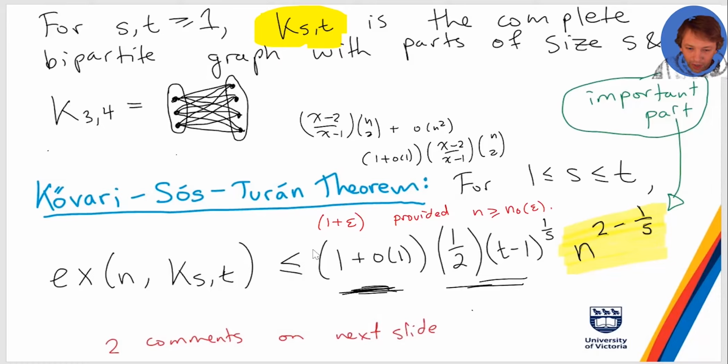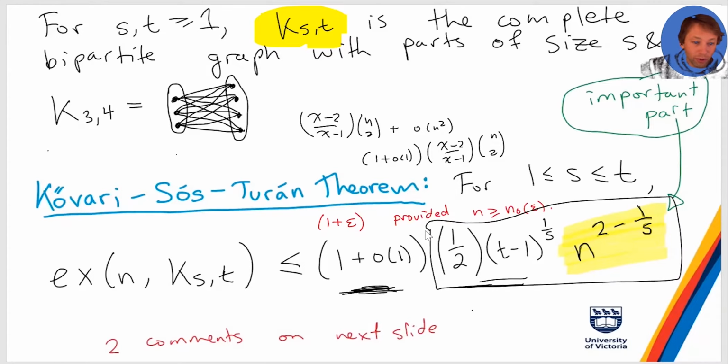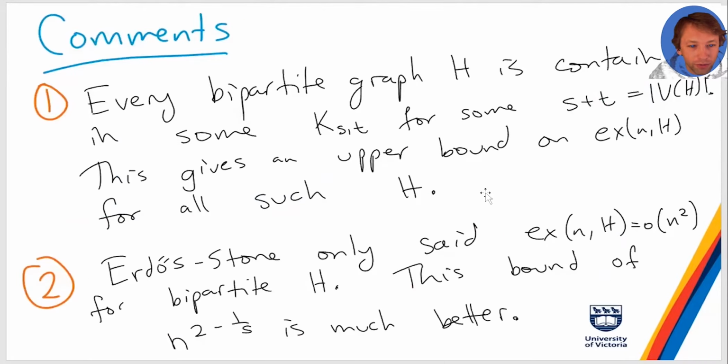So I guess what I'm saying is that the upper bound is at most all of this stuff plus some function of n that grows slower than this, if that makes any sense. So this is the main thing, and then there's some other stuff that grows slower. Okay, so a couple of comments.